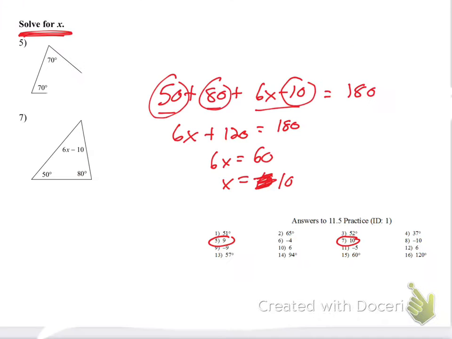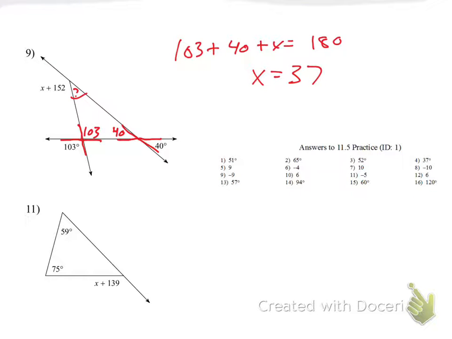I don't know if I cut the directions off, but we're on number 9 here. So what I need to do is, I know that this angle right here is equal to 37. And then we see that we have a line right here, and a line is equal to 180.